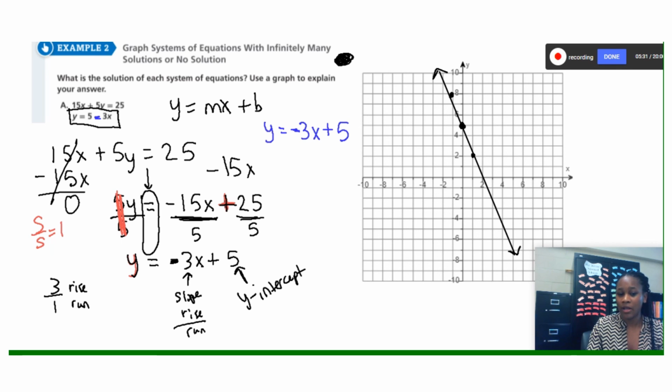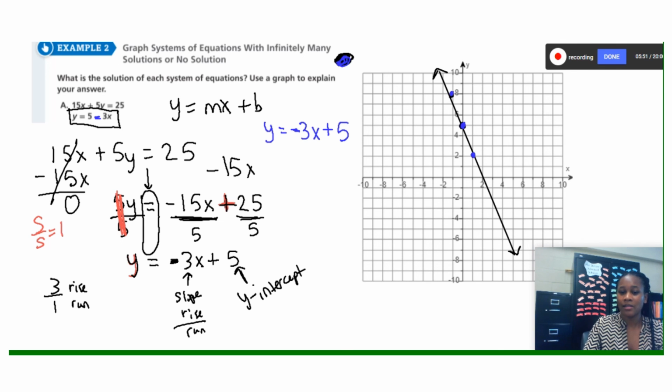And now I'm going to go ahead and graph that. So I'm going to start at my origin 0, 0. I'm going to go up to 5. So this is 4, this is 5 right here. And then I have to rise 3 and run, and my slope needs to be negative. 1, 2, 3, run 1. 1, 2, 3, run 1.